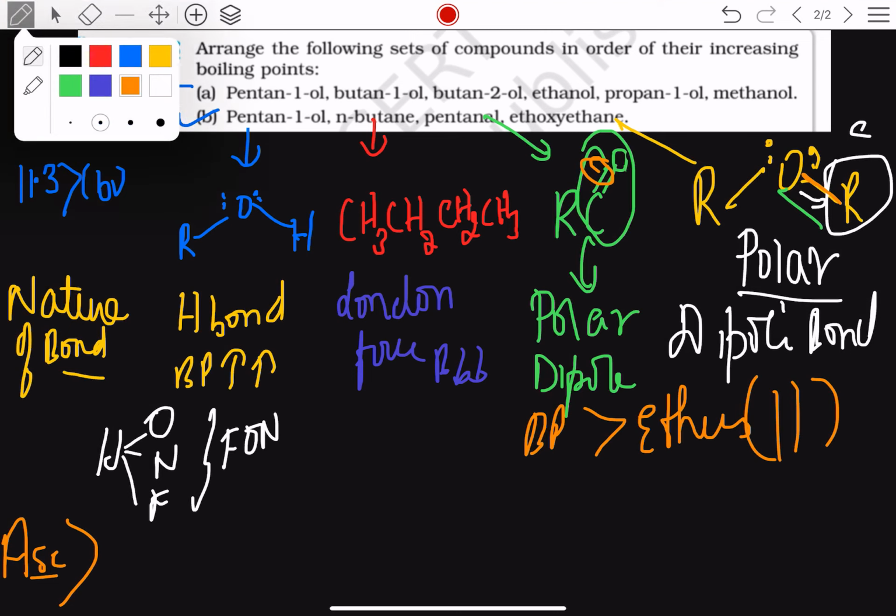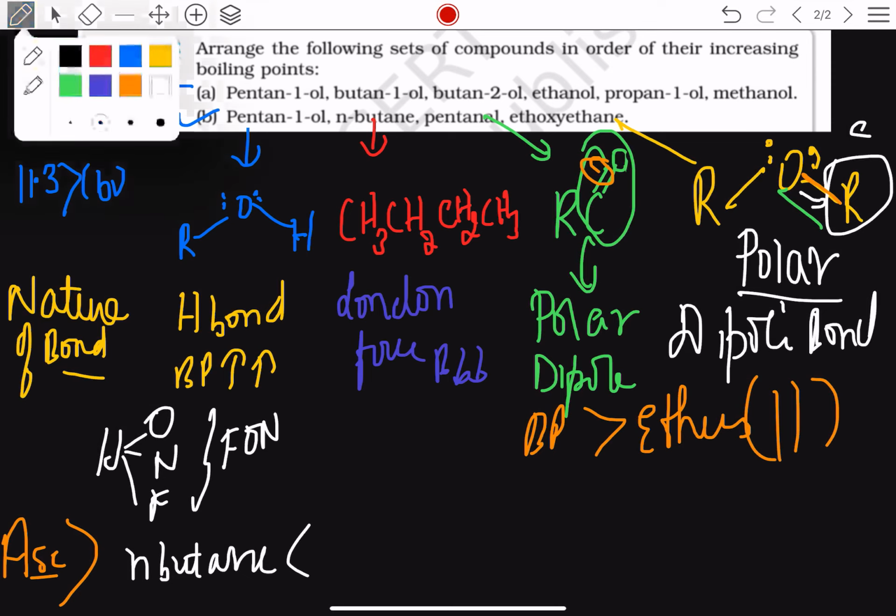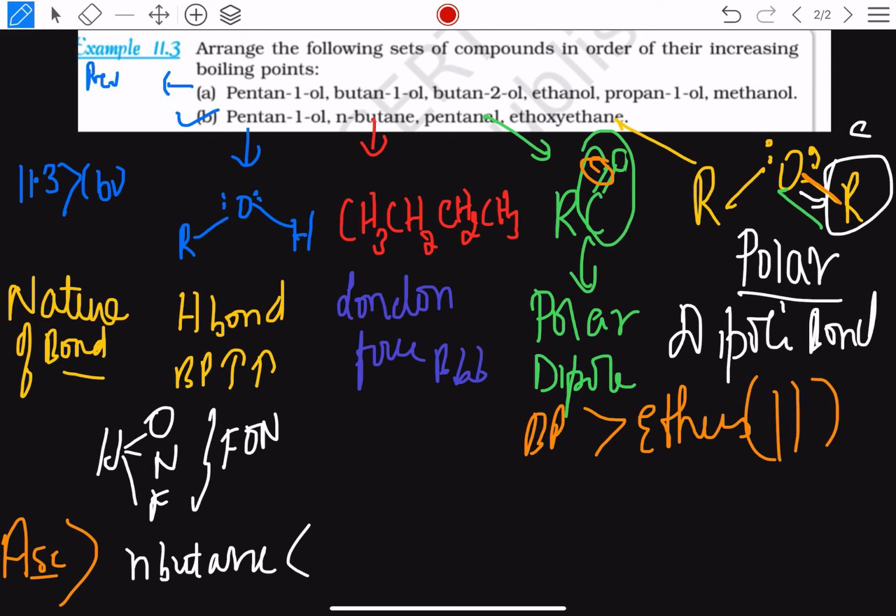Let's do it. The lowest boiling point is of the hydrocarbon, which is the n-butane, because it has just London forces, which are the weakest IMF. After that, you have the next higher one, which is the ether, because it has a slightly stronger dipole-dipole interaction with a single bond. So you have ethoxyethane, the ether. The next stronger is the aldehyde, because again it has dipole bond only, but the dipole bond is stronger because of the presence of double bonded oxygen. So you have the aldehyde, which is pentanal.